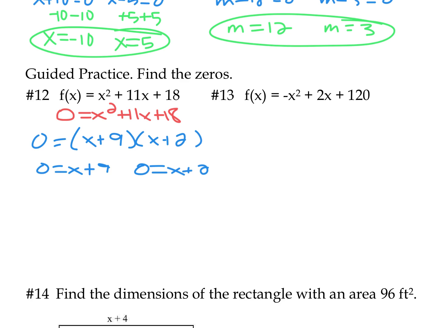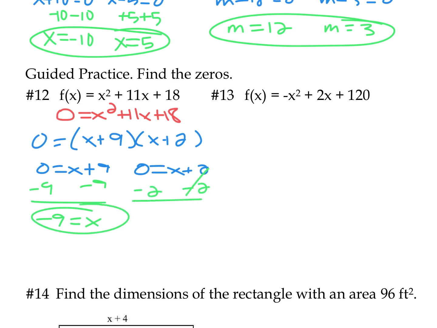Then I can subtract 9 on both sides and get negative 9 equals x. I can subtract 2 on both sides and get negative 2 equals x. So my solutions would be negative 9 and negative 2. For this next one, number 13, I can find the zeros, and I have it equal to 0.